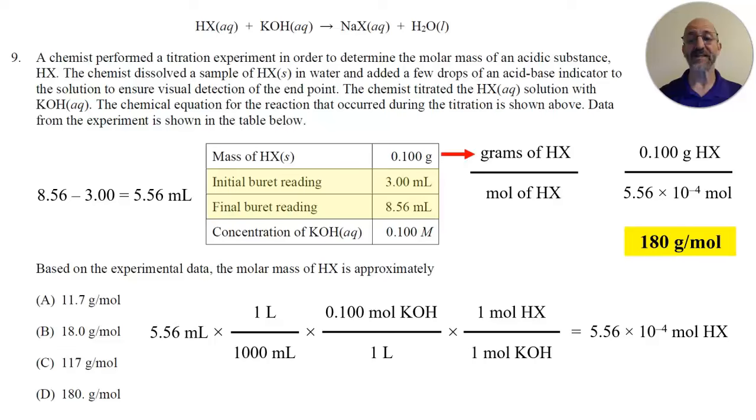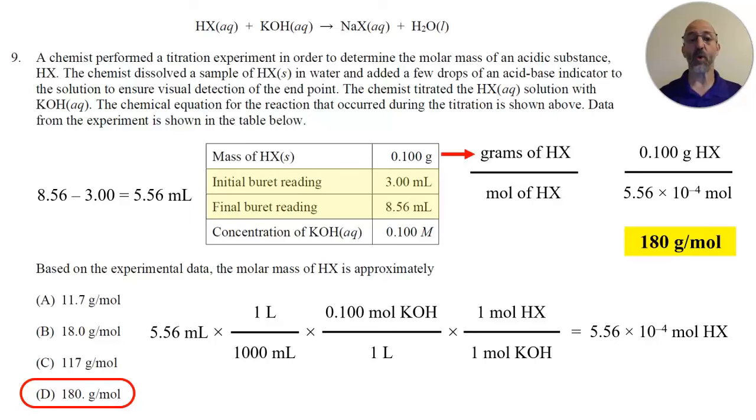And I get 180 grams per mole when I do that calculation. So that means that the correct answer to question 9 is choice D. So we took the volume of the potassium hydroxide and the molarity. We calculated the number of moles of potassium hydroxide, and based on that 1-to-1 ratio in the balanced equation, we also got the moles of the acid. Grams divided by moles gives us the molar mass. All right, well, that's the answer to question 9.